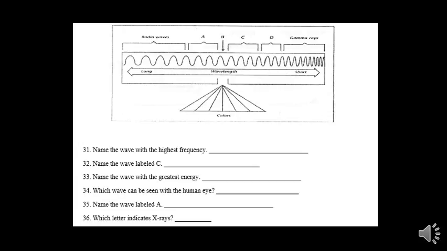We got the electromagnetic spectrum up here. It says name the wave with the highest frequency. Well, the highest frequency is down at this end, and we've got the gamma rays down here. We've got the lowest frequency down here, and we've got the radio waves. Let's just go ahead and fill in the rest before we answer the rest of these questions.